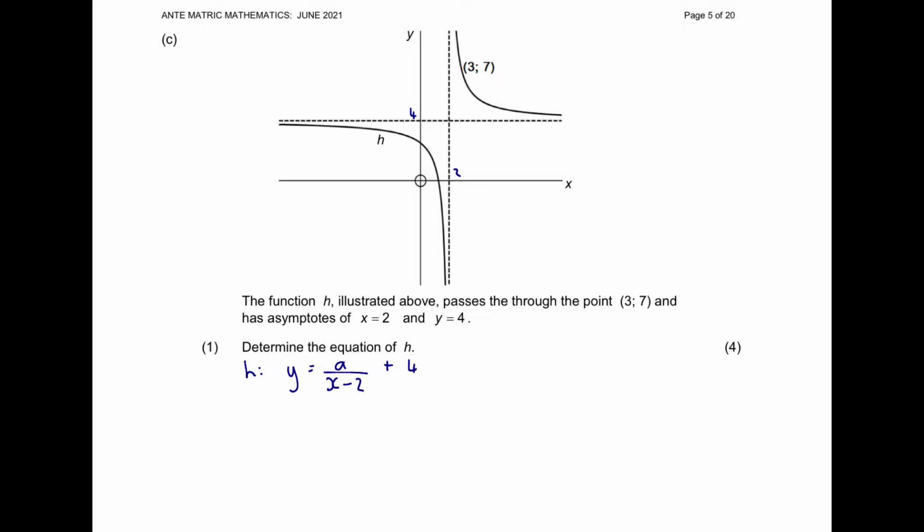So now all we need to do is solve for a, and we do that by substituting in the point 3 and 7, which they've given to us. Right, so if we substitute 3 and 7 in, we get 7 is equal to a over 3 minus 2 plus 4. So 3 minus 2 is 1. So all we need to do is take over the 4, and we get 3 is equal to a. So that means the equation of h of x is equal to 3 over x minus 2 plus 4.